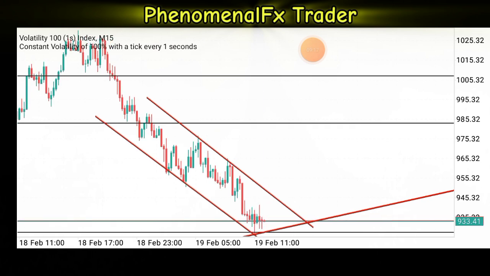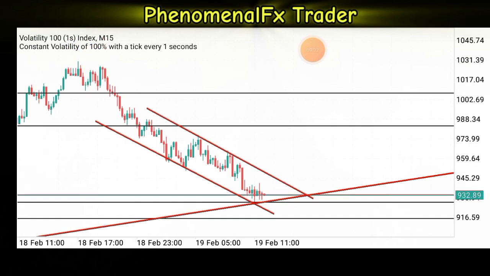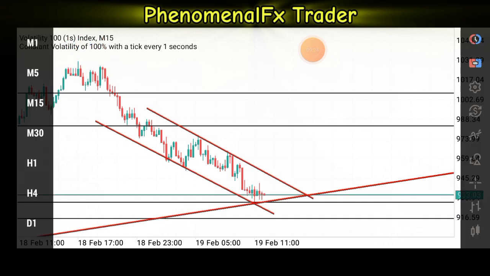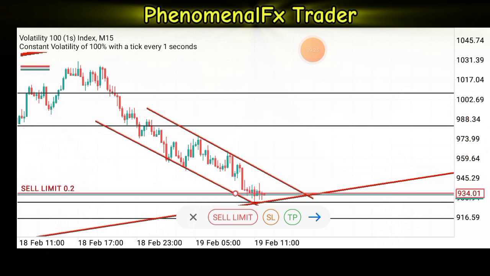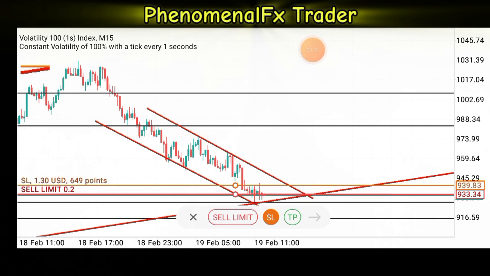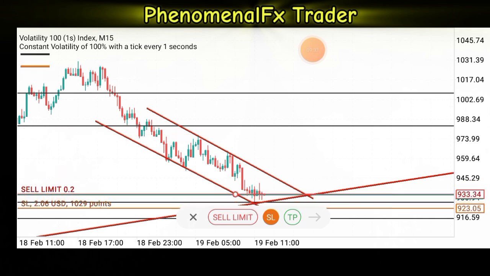All right, so to be on a safer side, guys, it's not as if you can't enter a trade at this point. You can enter a trade right here, maybe with the minimum lot size, which I think is 0.2. Then your stop loss, you can just put it down here. Then your TP should be somewhere around here.